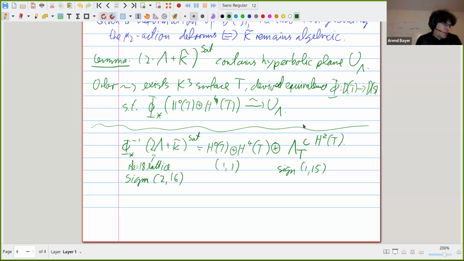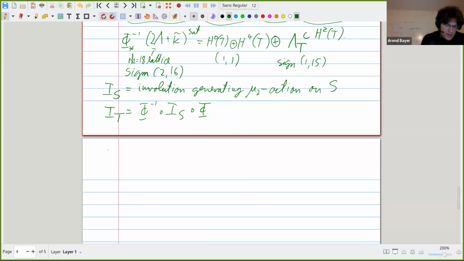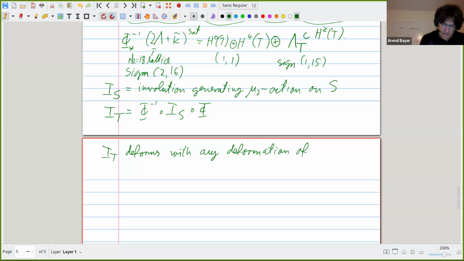preserves algebraic classes. And so now let's pull back this involution we had on S. So let's say I_S is the involution generating the Z2, the mu2 action on S. Then of course I get a corresponding involution on T. And now I_T deforms with any deformation of T keeping lambda T algebraic.